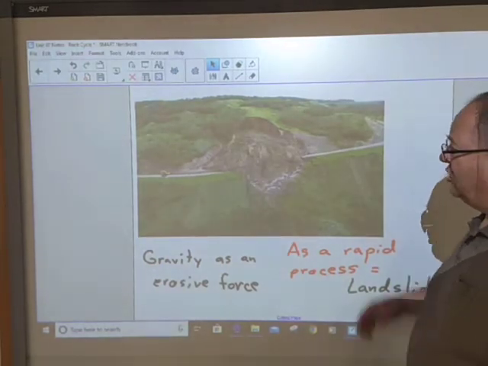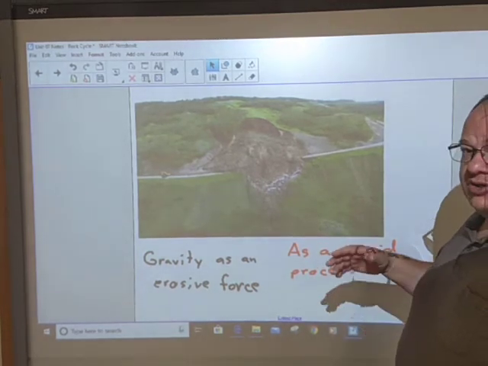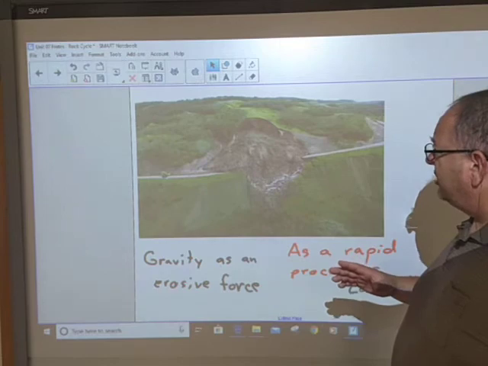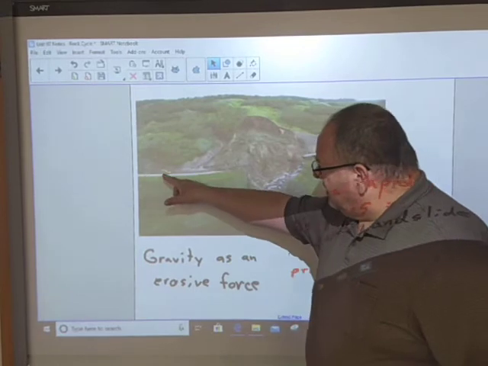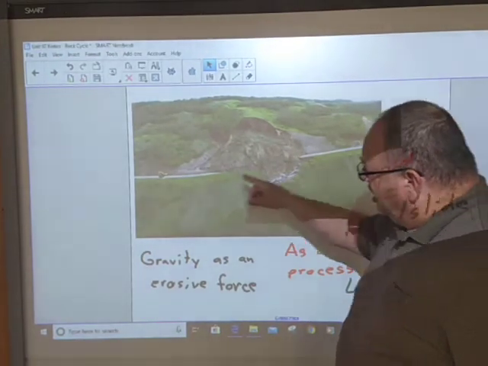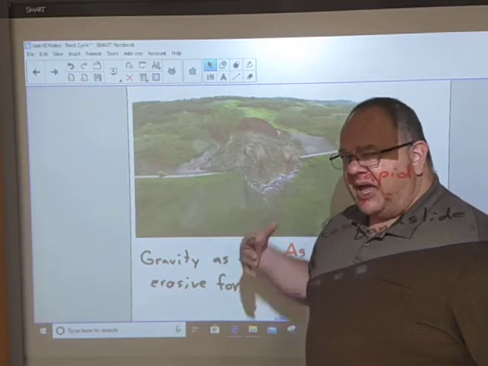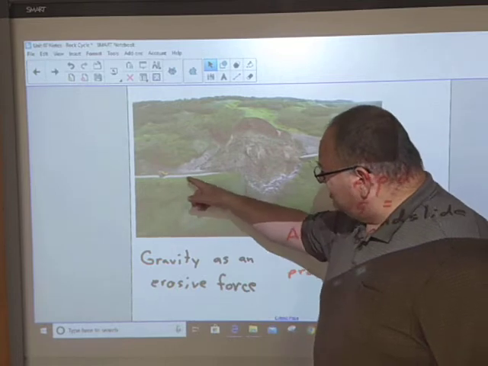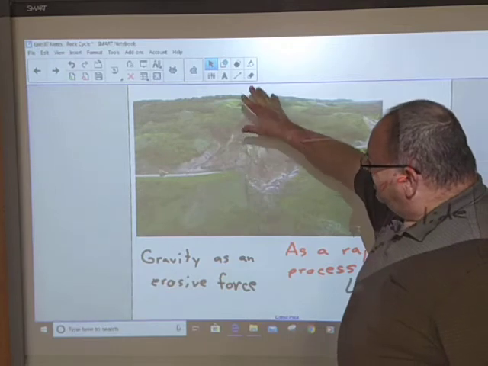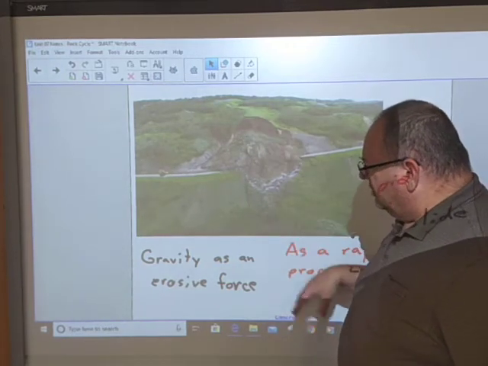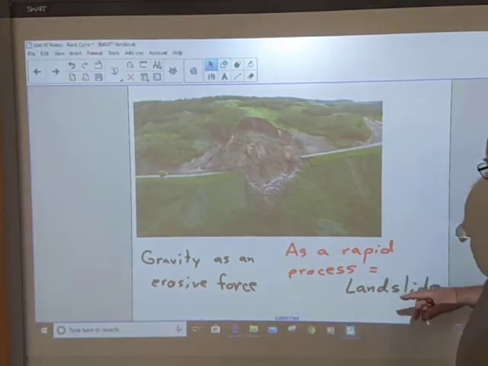Sometimes it doesn't happen as a slow process. I'm guessing that this picture isn't showing up terribly great on your screen, but I hope you can see at least some of it. And you see that there's a hillside, and if you can tell, right here is a road. And right here is a large piece of excavating equipment called a backhoe. That's a big piece of machinery, and you can see its relative size here. And so this hillside gave way and slid down. Now that was not soil creep, that was a rapid happening, and that's called a landslide.